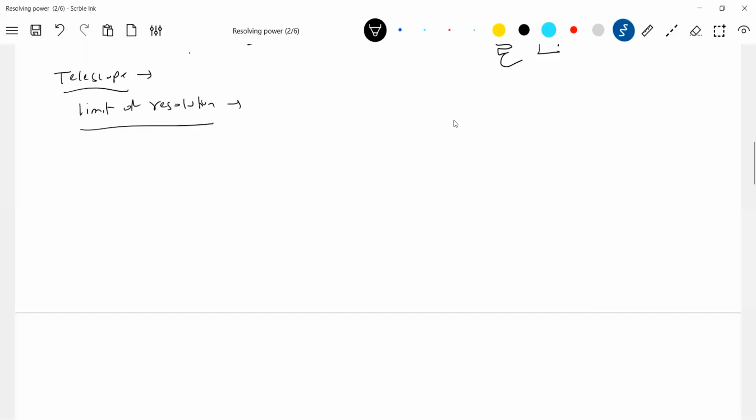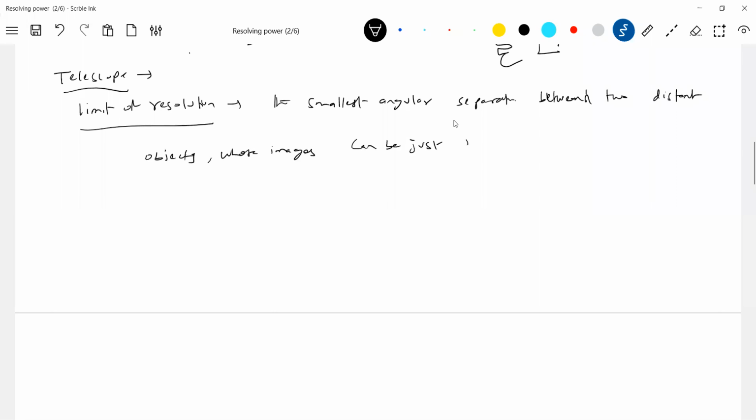Limit of resolution. The smallest angular separation between two distant objects whose images can be just resolved by a telescope. It's called a limit of resolution.